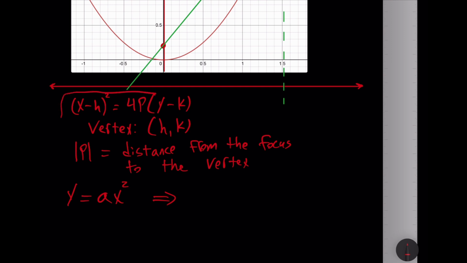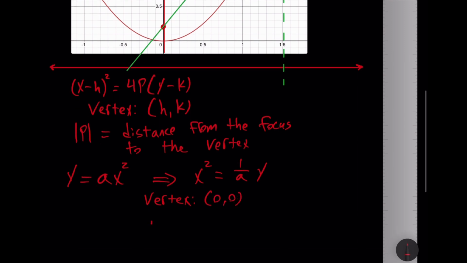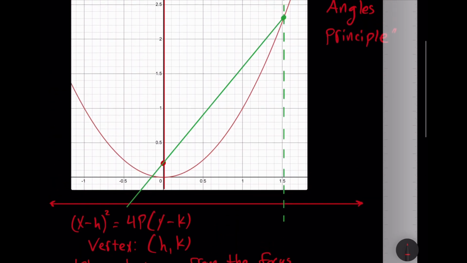So presently we have y is equal to ax squared. But let's put it in this form here. So we'll get x squared is equal to 1 over a y. So from that we can read off, so to speak, the vertex, which is at the origin 0, 0. But also note that 4p equals 1 over a. If we solve for p, we get 1 over 4a. So this allows us to determine the focus and also the directrix. So if we think about the focus, we have 0, 1 over 4a.